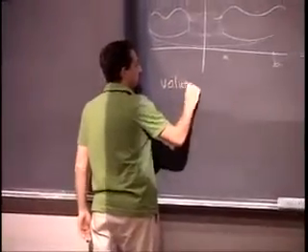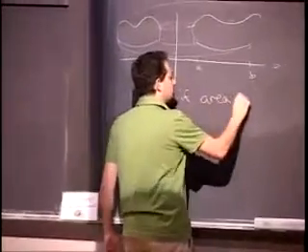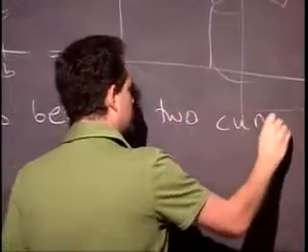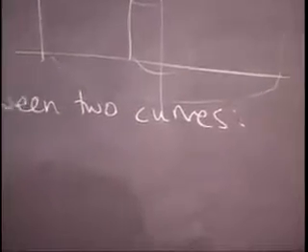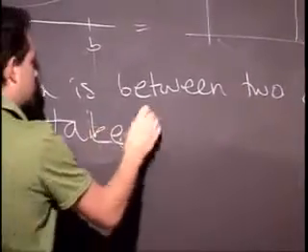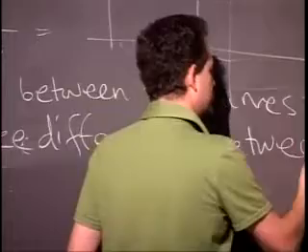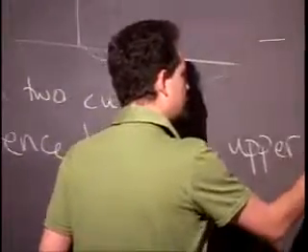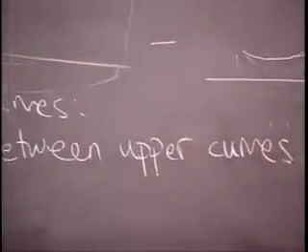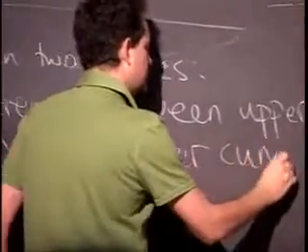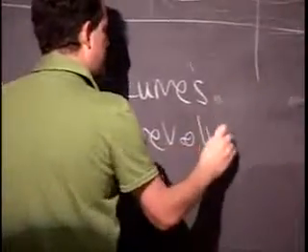So, for the volume of the area between two curves, take the difference between the upper curve's revolved volume and the lower curve's revolved volume. So find them separately.